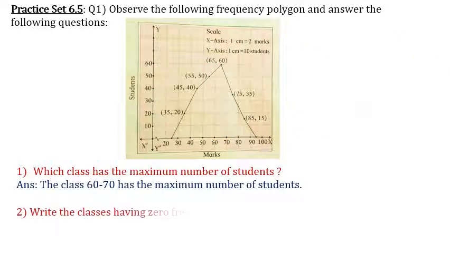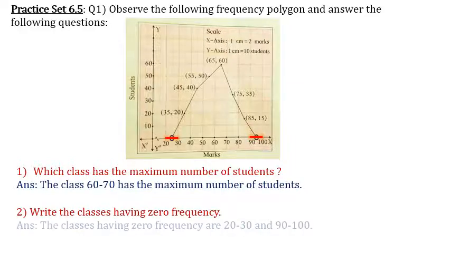So the class 60 to 70 has the maximum number of students. Question 2. Write the classes having 0 frequency. Since the frequency is 0, the y-coordinate will be 0. So the corresponding points will lie on the x-axis. The classes are 20 to 30 and 90 to 100. So the classes having 0 frequency are 20 to 30 and 90 to 100.